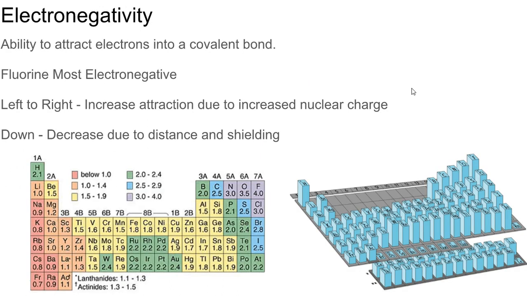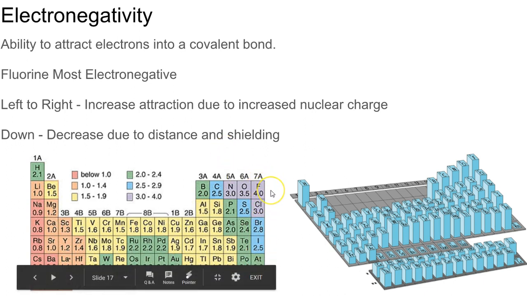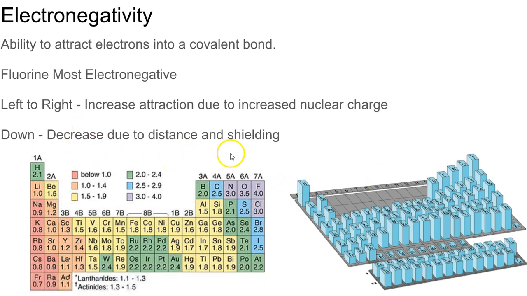Electronegativity. This is the ability to attract electrons into a covalent bond. So this is how badly pretty much an element wants an electron. Notice that fluorine is the most electronegative element in the periodic table. Fluorine really wants those electrons. And so it's going to increase left to right because, again, we have more nuclear charge over here, so we are going to want those electrons more. And it's going to decrease going down because the need to fill those outermost electrons is going to be less because it's at a greater distance and because it's being shielded by those innermost electrons.